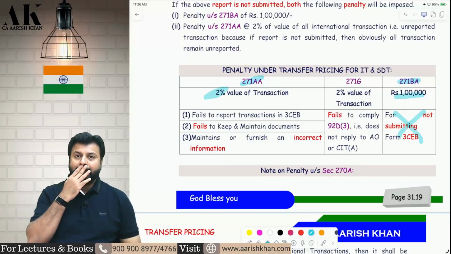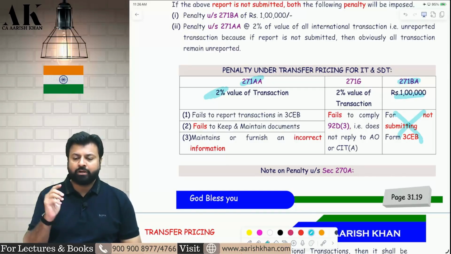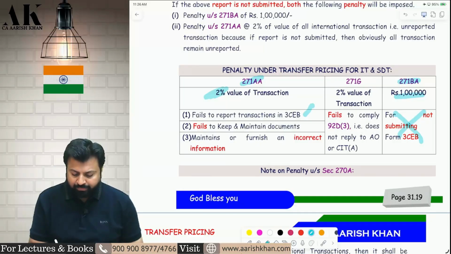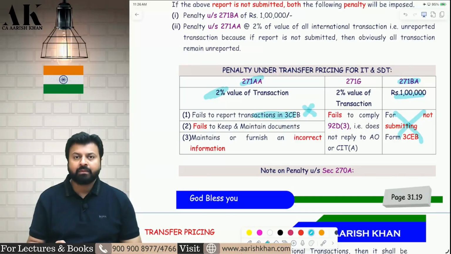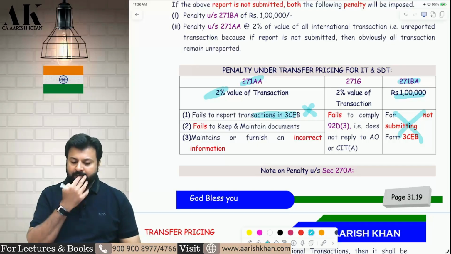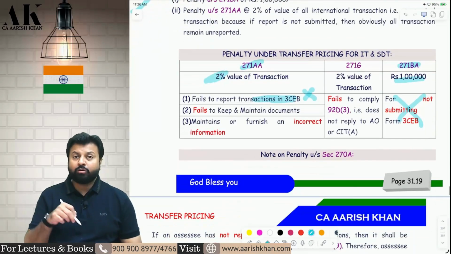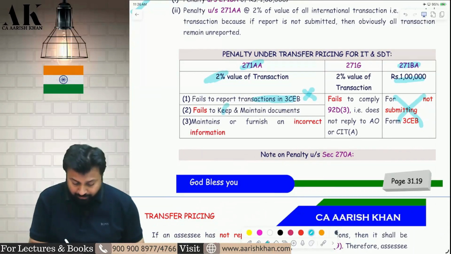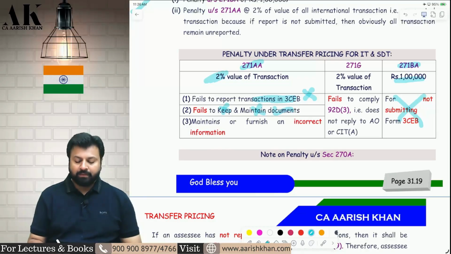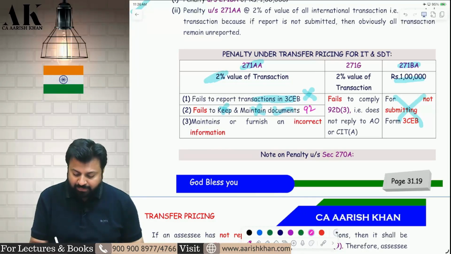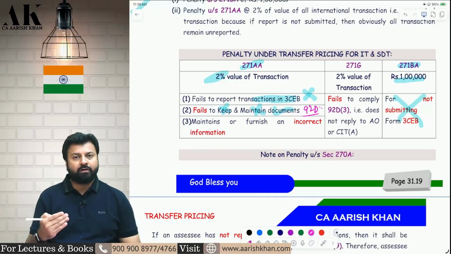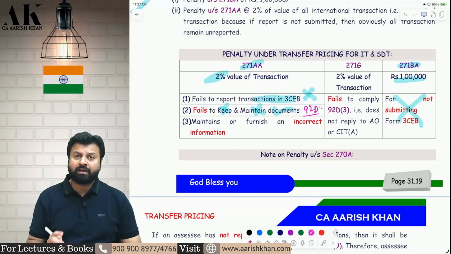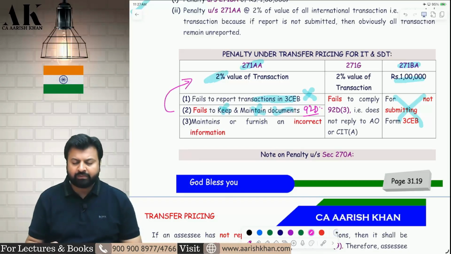Now 271AA can be imposed because of 3 reasons. One reason I have already told. First reason is if you fail to report a transaction in Form 3CEB, 271AA will be imposed. This I have already told you here. Now there are 2 more reasons. Second is failure to keep and maintain documents as per 92D. In 92D, you have to maintain a lot of documents and information. If you fail to maintain and keep the documents for 8 years from the end of the relevant EY, a penalty of 2% of value of transaction can be imposed.